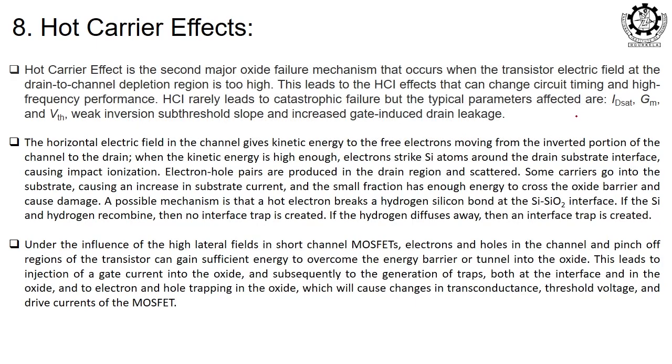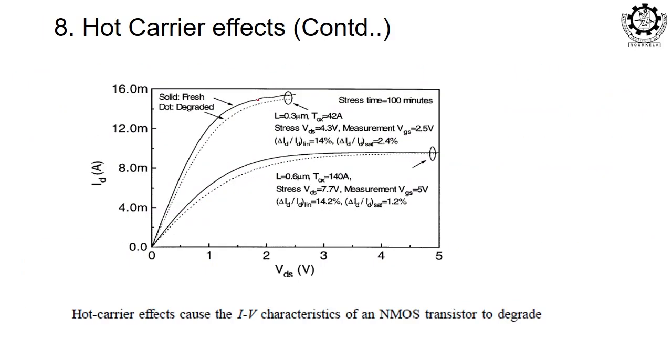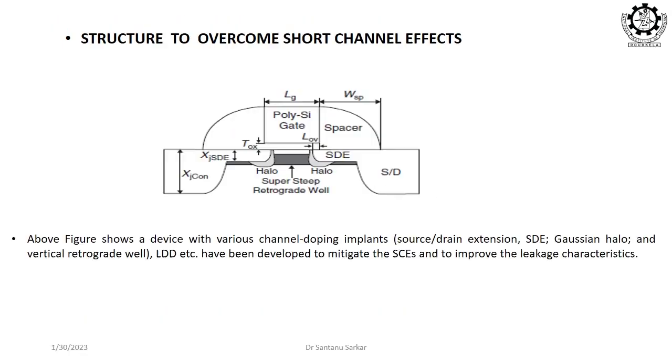Because of this hot carrier effect, your IDSAT, gm and VTH can change, and these traps can cause a change in the transconductance, threshold voltage and the current. This solid line you see is a new MOSFET, and this dashed line is the degraded one. This shows the effect of the hot carrier effect.